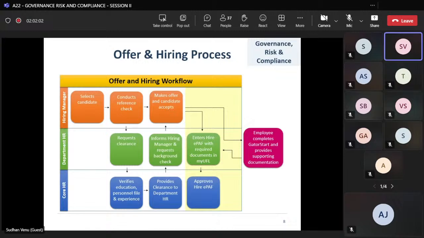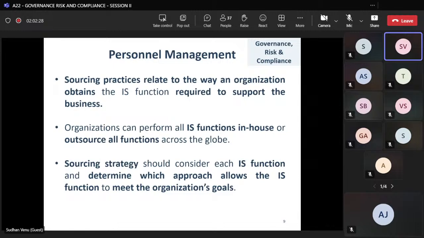And after the hiring process, as we all know, people will be hired by the core HR, the department HR, and the hiring managers. So they will verify all the activities, inform the hiring manager, and request a background check, all at the department HR level. And the hiring manager will select the candidate, conduct the reference check, make the offer, and the candidate accepts.